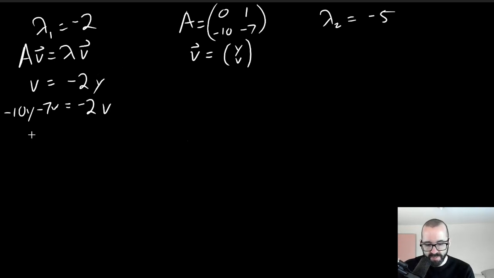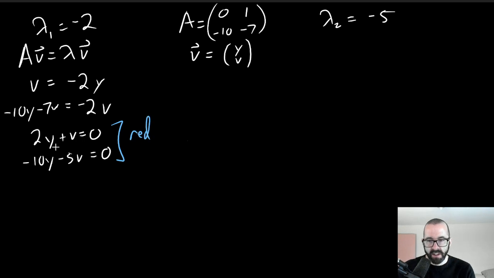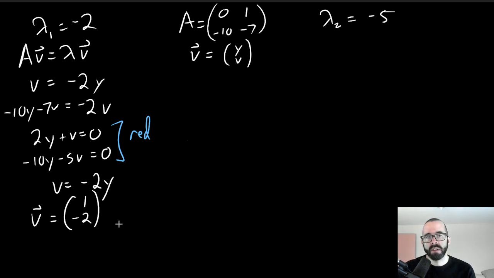What do these equations become? 2y plus v equals 0, and negative 10y minus 5v equals 0. Are these redundant? Yes. Always check. Multiply the top equation by negative 5, you get the bottom equation. Then any v and y will work as long as they satisfy this. So v just needs to be equal to negative 2y. So if y is 1, for example, v needs to be negative 2. We found the eigenvector for this eigenvalue.